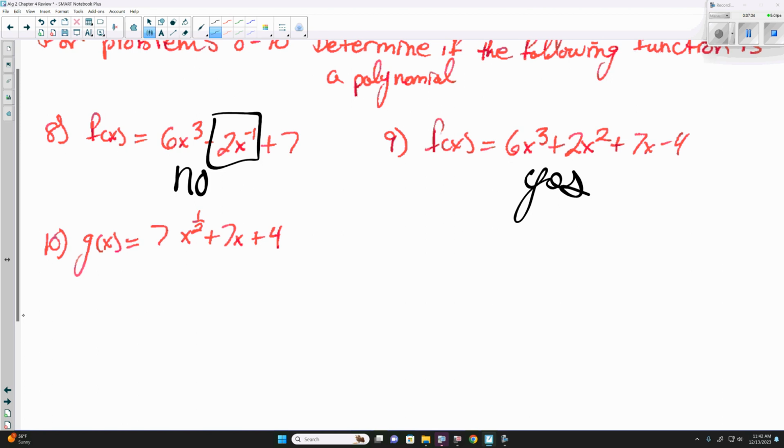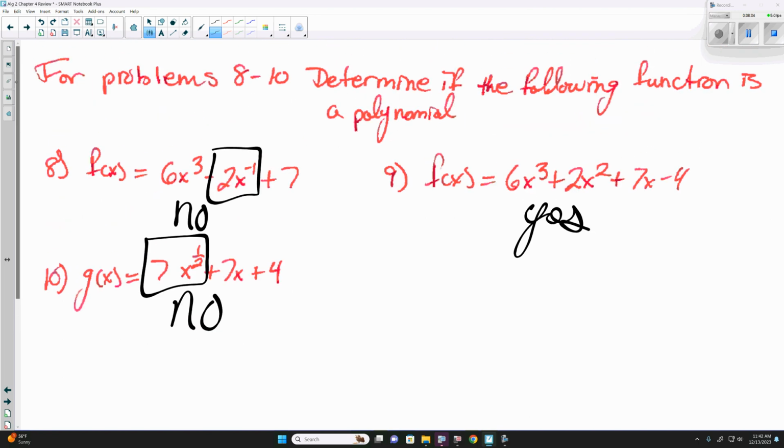It is not one, because of our x to the 1/2. So if it doesn't have fractional exponents, negative exponents, variables in an exponent, all that's really attached to the variable itself. We cannot have a variable inside of a radical or the bottom of a fraction or two different variables being multiplied together. If it doesn't have any of that, it is a polynomial function, like number 9.